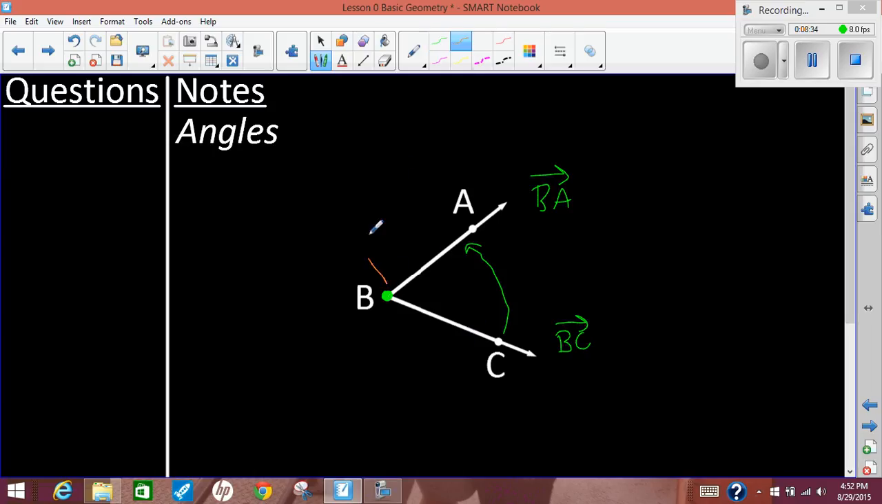And we have a special name for B. That's called the vertex point. And these rays, BA and BC, we call those sides.